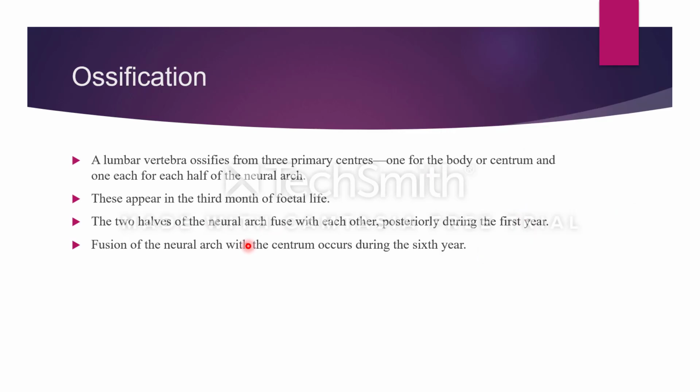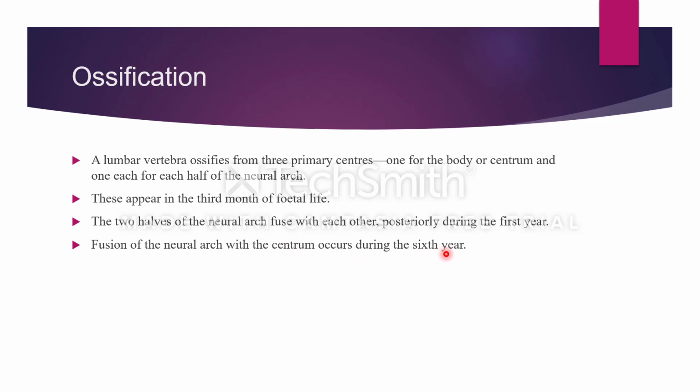Now, how does the ossification of the lumbar vertebra happen? A lumbar vertebra ossifies from 3 primary centers, one for the body and one for each half of the neural arch. These appear in the 3rd month of fetal life. The 2 halves of the neural arch fuse with each other posteriorly during the 1st year, and the fusion of the neural arch with the centrum, that is with the body, occurs during the 6th year.